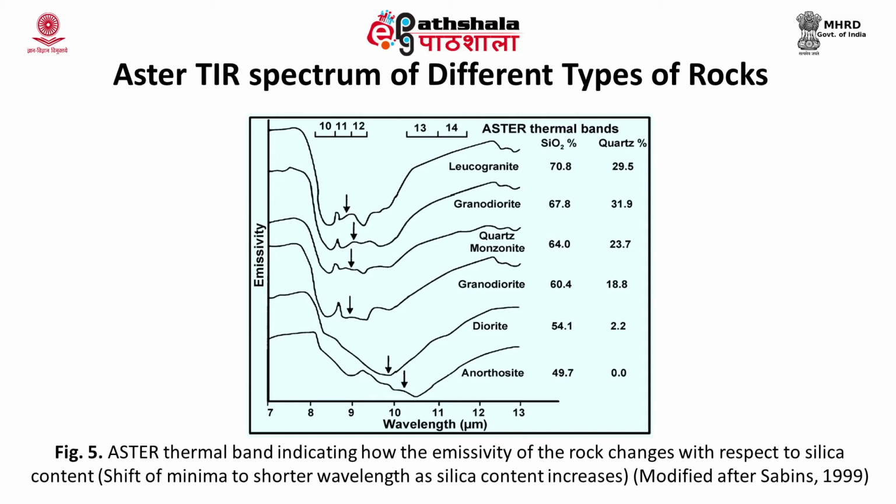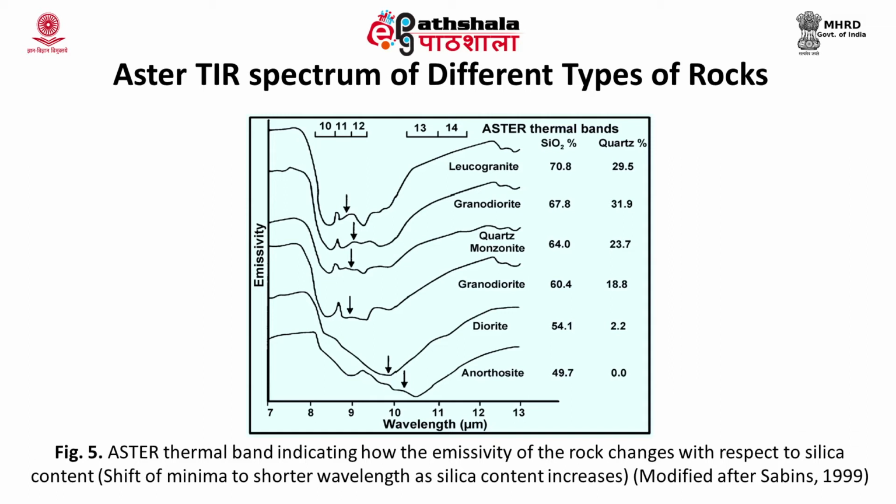So, if you see the arrow mark, this arrow mark indicates how the emissivity of the rock changes with respect to the silica content. It is a shifting of the minimum to the shorter wavelength as silica content increases. In the case of lithogranite, the silica SiO2 content is much higher, close to 70.8, if you compare with the anorthosite, which has 49.7.